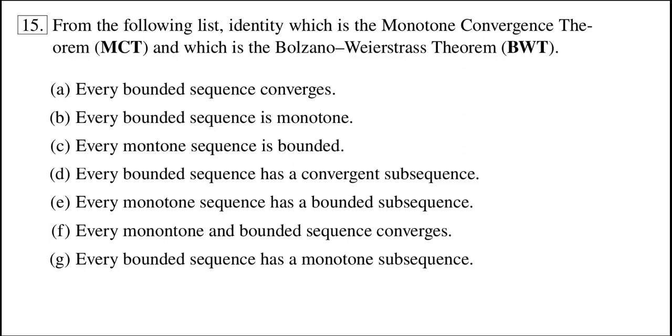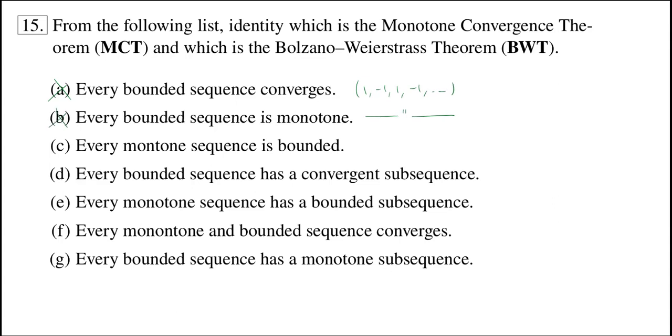So first, every bounded sequence converges. Well, that's just not true. For example, we have 1, -1, 1, -1, etc. That's a bounded sequence, never gets above 1 or below -1, but it definitely doesn't converge. So nope, that's not it. Let's see. Every bounded sequence is monotone. Well, no, like we just saw. This exact same sequence is bounded, and it's not monotone. It goes up, it goes down, it goes up, it goes down. So nope, it's not that one.